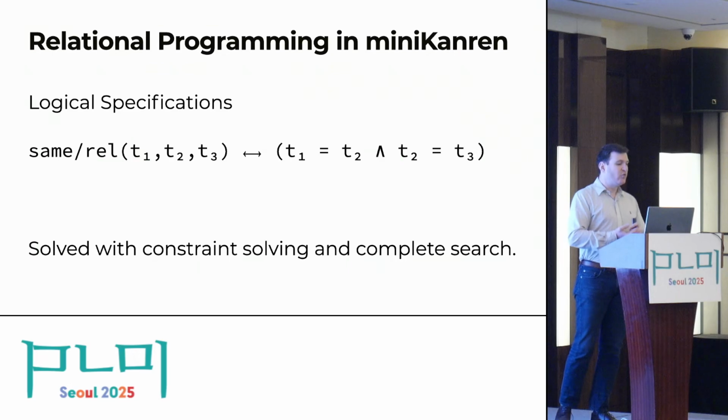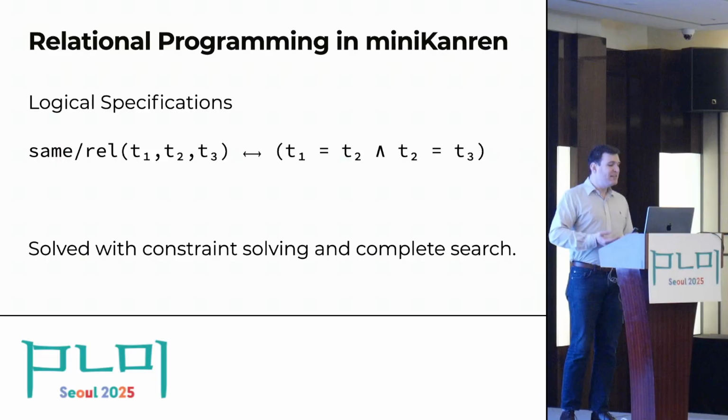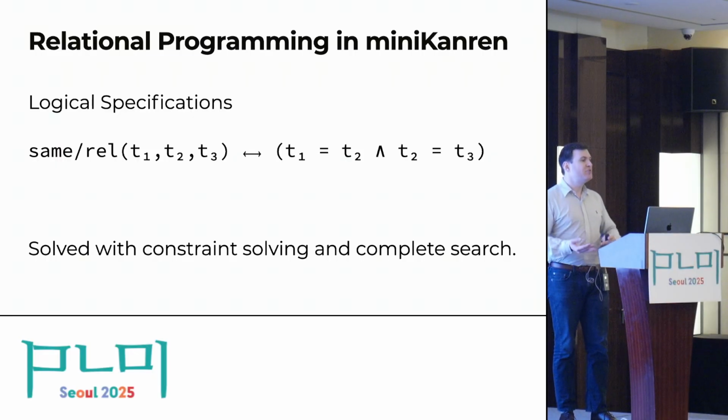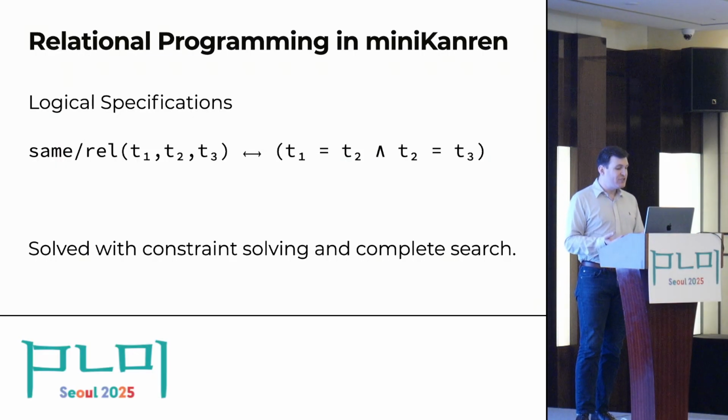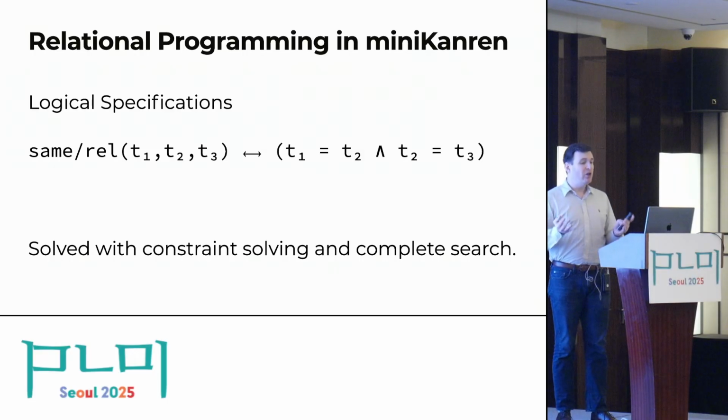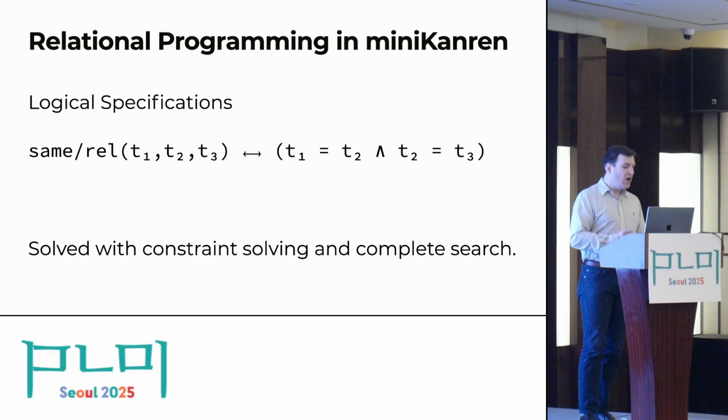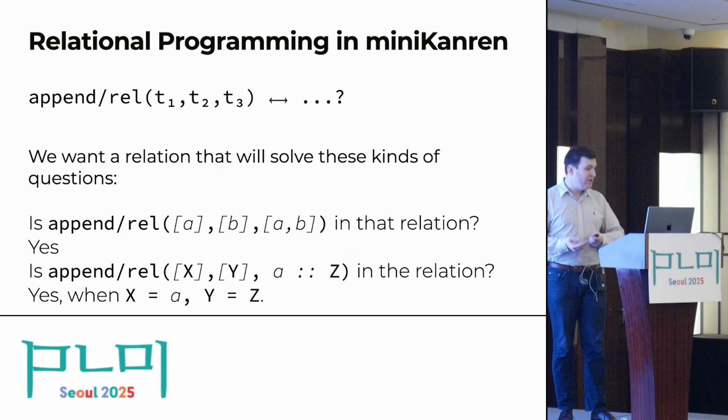We want to write relational programs as logical formulas, and the execution of the program uses constraint solving plus a complete search to solve for the values of logic variables. If you're familiar with the idea of constraint logic programming, you're in the right headspace. In the paper, the relational programming language we're using is one called miniKanren.